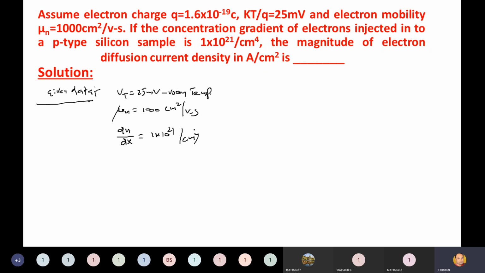The magnitude of electron diffusion current density is asked. So what is diffusion current density of electrons? Jn. Jn is equal to plus E into dN into dN by dx. You take the value of dN. dN is not given, so take the value of dN.